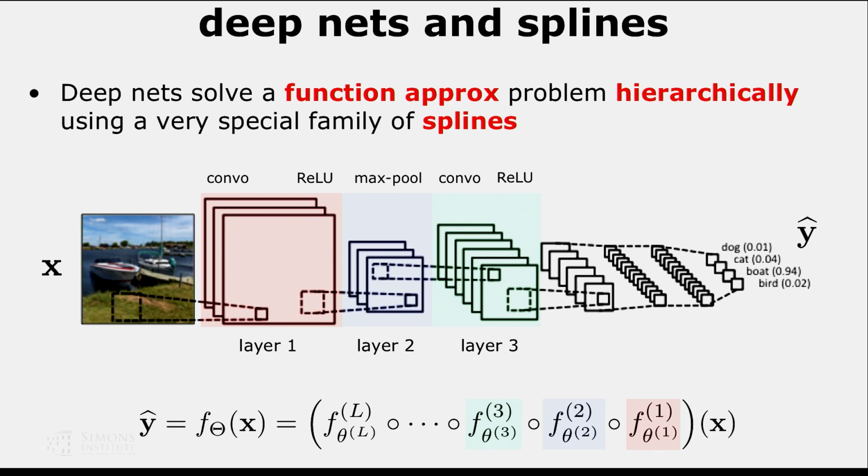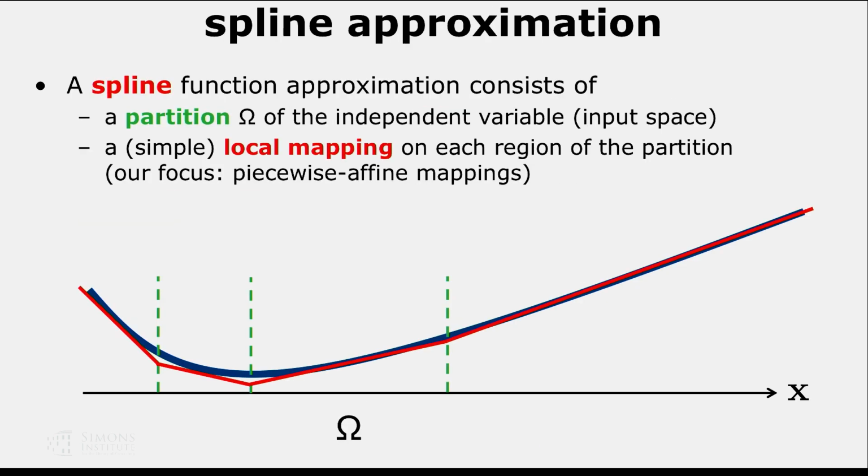So we all know that deep nets solve a function approximation problem. We're trying to use training data to approximate the prediction function from data to some prediction. It might be a regression problem, might be a classification problem. And we do this in a hierarchical way through a number of layers in a network. And what I'm going to argue is that deep nets do this in a very particular kind of way, using a spline approximation. So show of hands, how many people here know about splines?